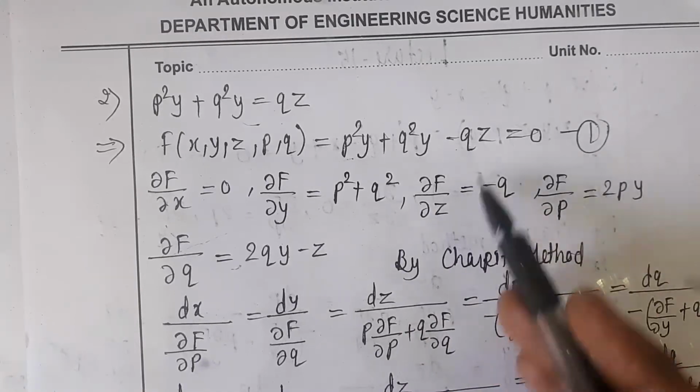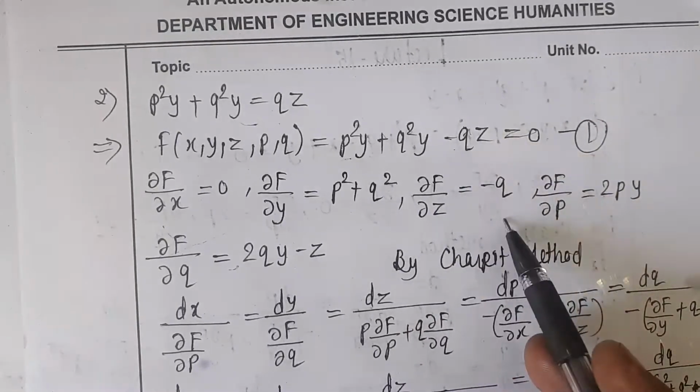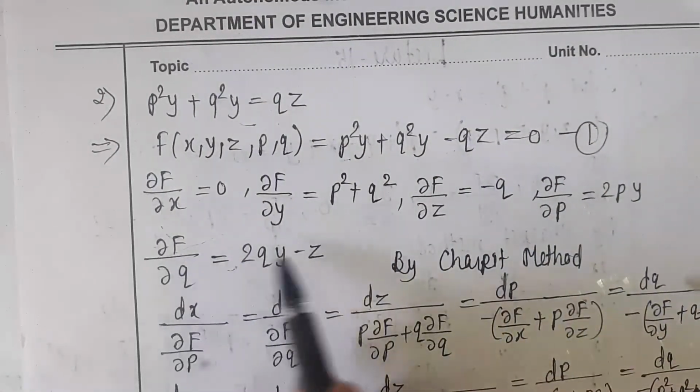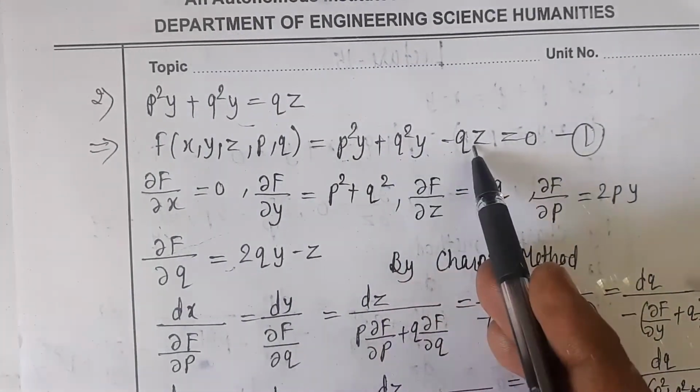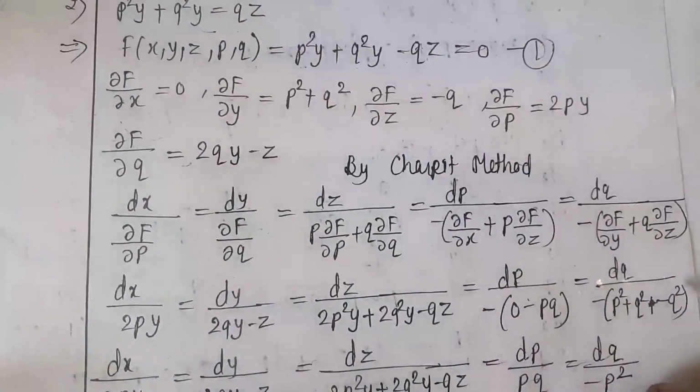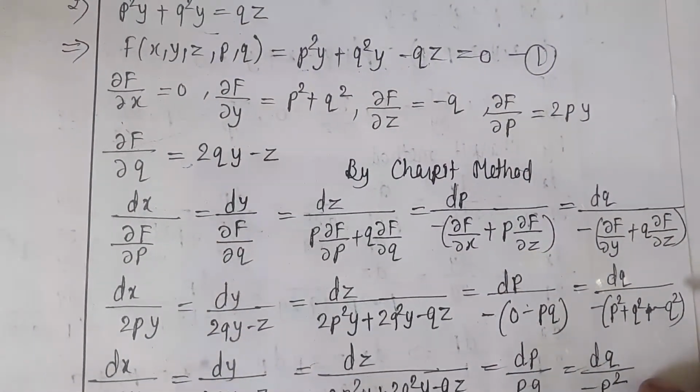Then del f by del z, here it is minus of q. Del f by del p, it is 2py. Del f by del q, it is 2qy minus z. So 2qy minus z. Now use Charpit method and write down the subsidiary equation.